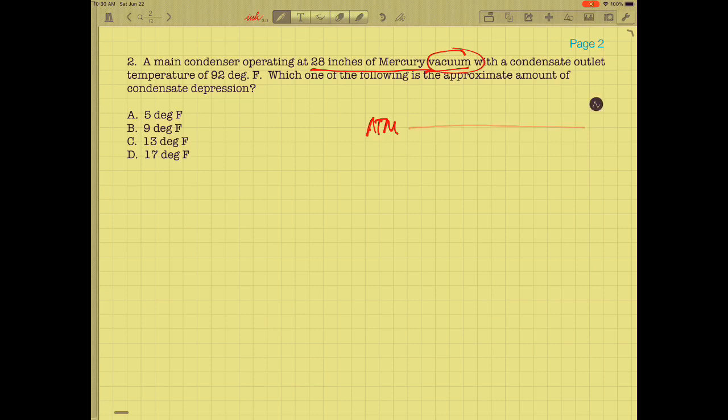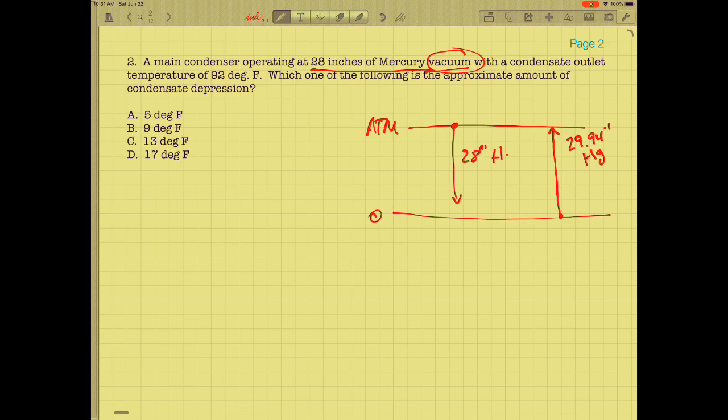Right? So what they're saying is the vacuum is this deep. 28 inches. So we know here it's 0. We go up all the way to the top, atmosphere, that equals 29.94 inches mercury. And that, of course, is inches mercury. So what we need is a back pressure. We need a real pressure. Don't see us ever using the vacuum, so this won't hurt us.